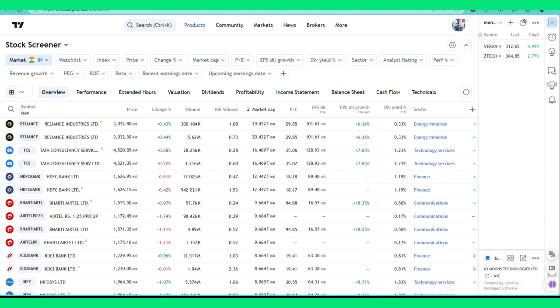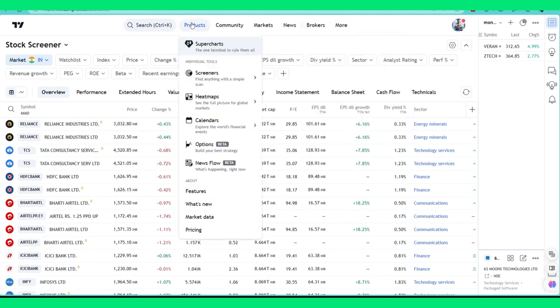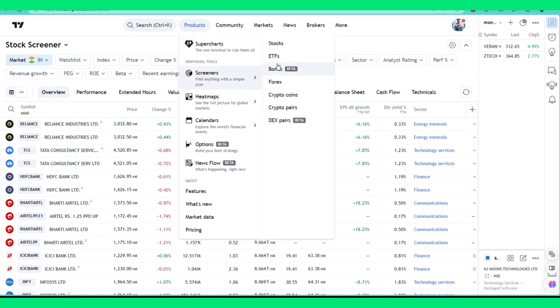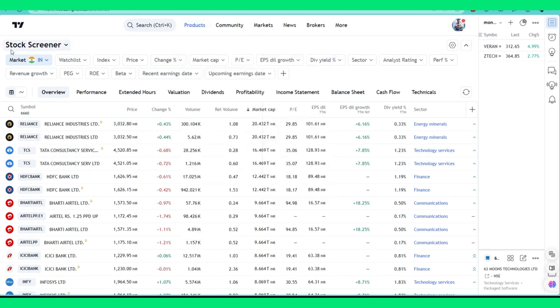So how do we scan for such stocks? Using TradingView is the subject of this video, and I'll also show you some examples of how I take trades based on this. So to start with, we go to products and screeners, stocks. So this is the default screener that we'll get. In this, I update market to India.